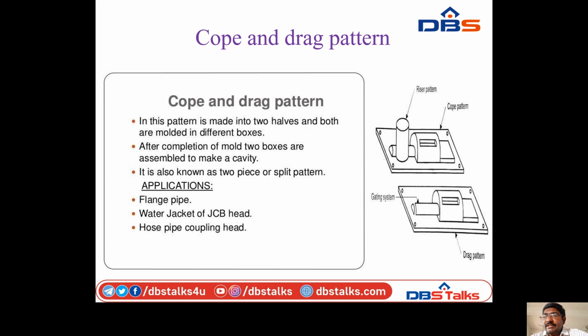The top figure is the cope pattern, the bottom is the drag pattern. This is the runner pattern. We can pour the metal by using the runner. So this is the gating system. When the metal runs through the gate, passing through the gating system also, we can complete the casting. Applications are flange pipe, water jacket of JCB head, hose pipe, and coupling head.